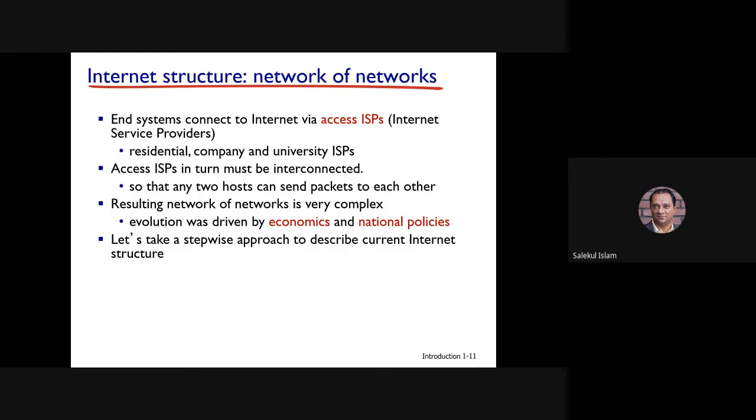Okay, say one of your friends is now in New York and you are in Dhaka. So you are connected with the internet through your local access ISP. So definitely your friend must be connected to the internet with a similar local ISP. Only then your ISP can communicate with that ISP, and only then you can communicate with your friend. So that's the main idea. So any two hosts can send packets to each other.